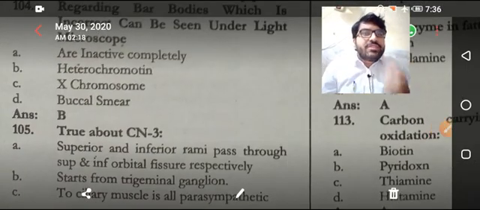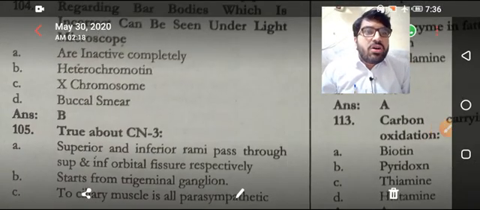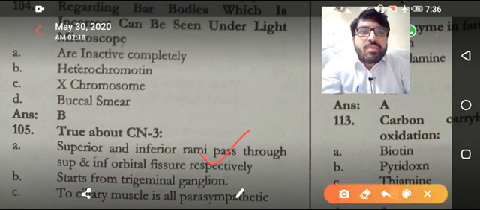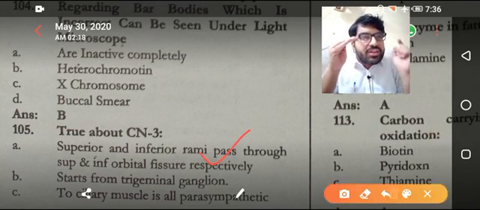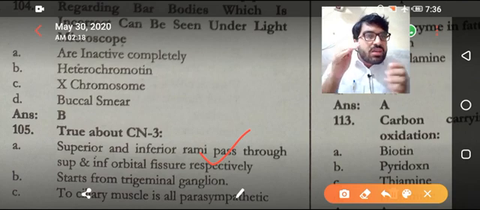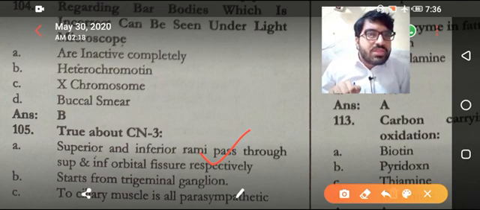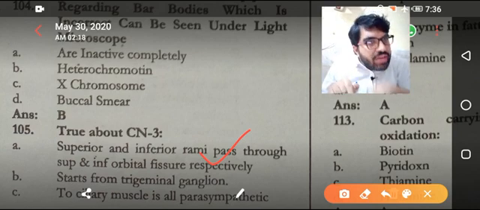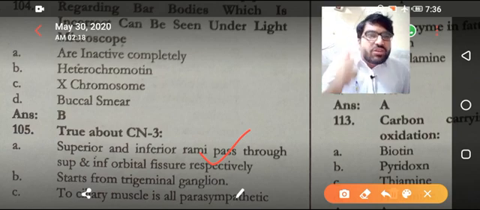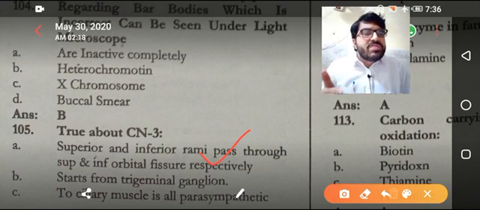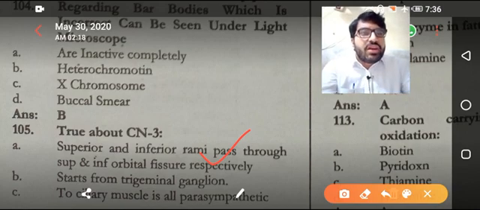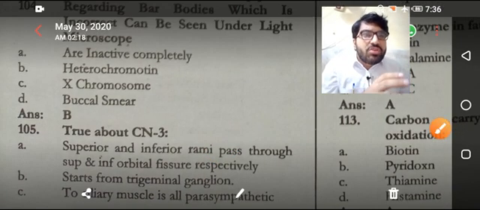So about cranial nerve 3, it has superior and inferior rami that pass through the superior and inferior orbital fissure. That is the wrong answer, because both the rami, the superior and inferior, pass through the superior orbital fissure. They do not pass through the inferior orbital fissure, so that is out. Starting from the trigeminal ganglion is also wrong, because it starts from the superior colliculus, brainstem. So by exclusion, option C is right. Up to the ciliary muscle, you have parasympathetic fibers that help in accommodation.